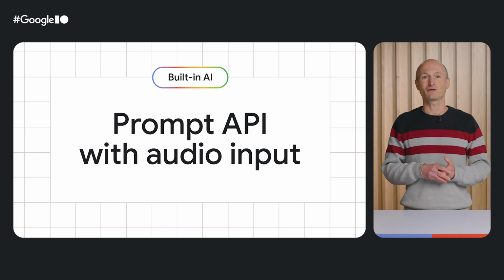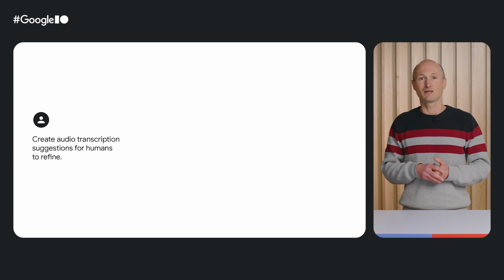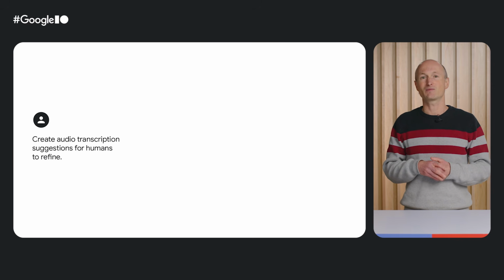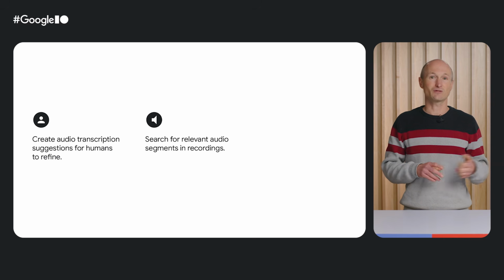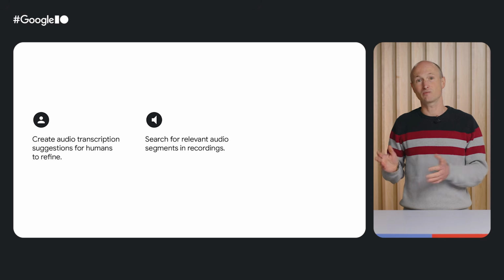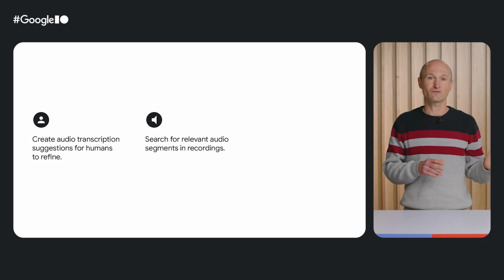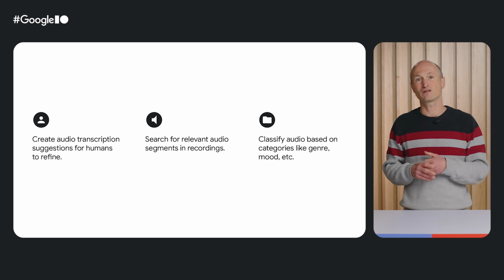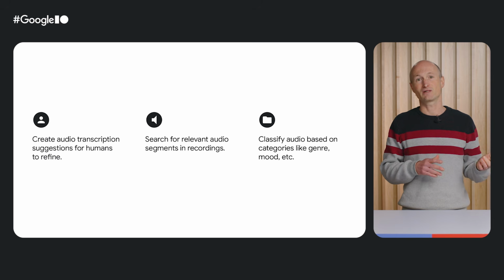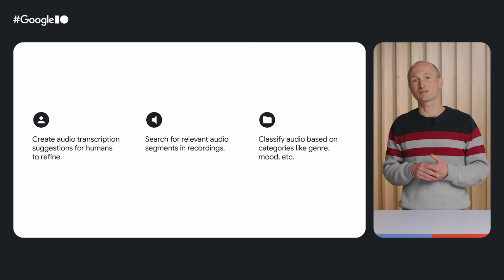We didn't stop at image input though. We're also introducing audio input support for the prompt API. If you have an online podcast recording app, you can use the prompt API to create transcription suggestions that a human reviewer can then refine. This API is also useful if you want to add textual search for audio segments. Say you have a long podcast and you want to let the user search for parts they're interested in. But you can also think of use cases like classifying audio, for example, to categorize an audio file archive into music styles. By now, you probably know the drill.